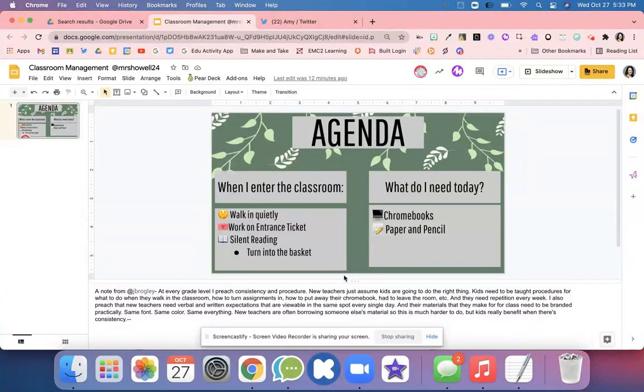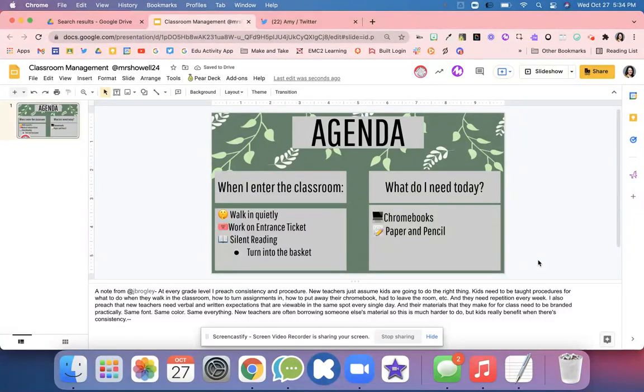They need to know what happens when I walk into this classroom. How am I going to turn in assignments? How do I need to put away maybe my Chromebook? What do I do if I finish an assignment early? They need to know all of these things. And when they don't, there are sometimes behaviors that might be negative, or they might act out in a negative way. Also, they need that repetition every single week.